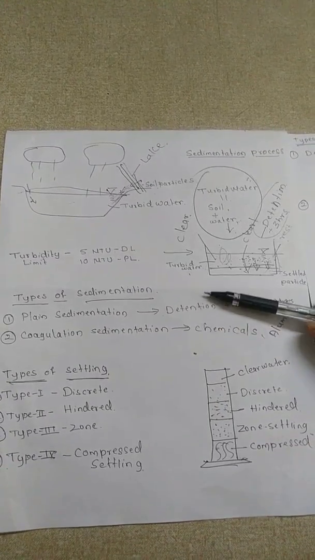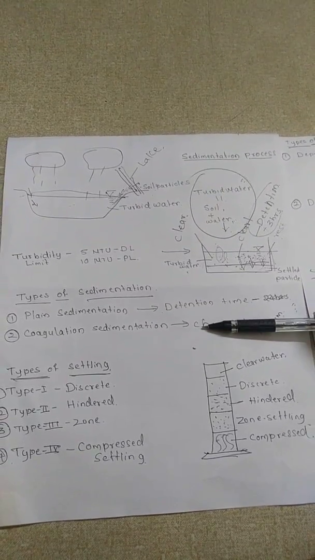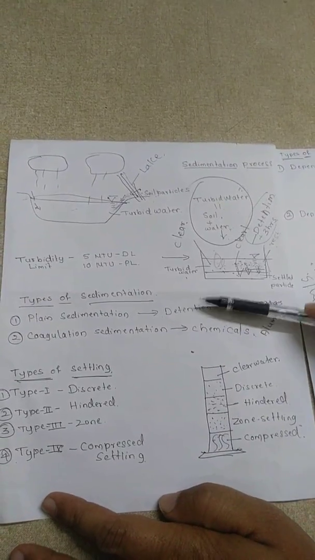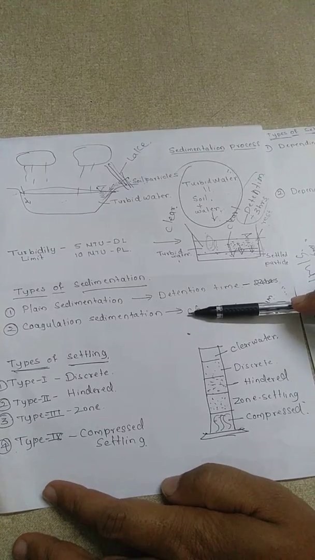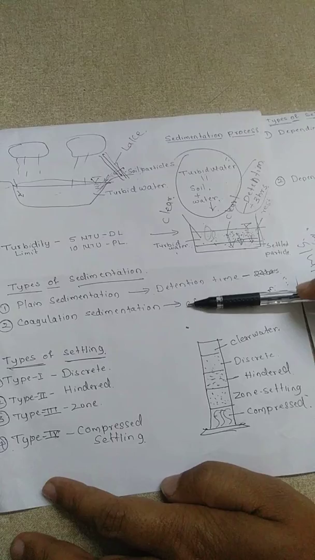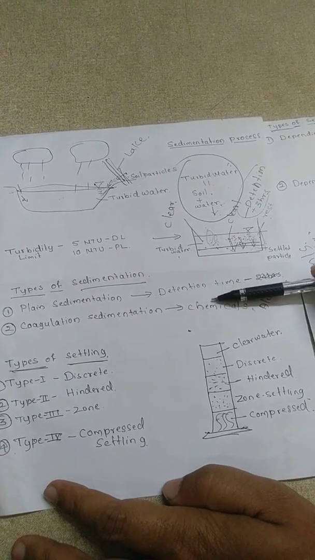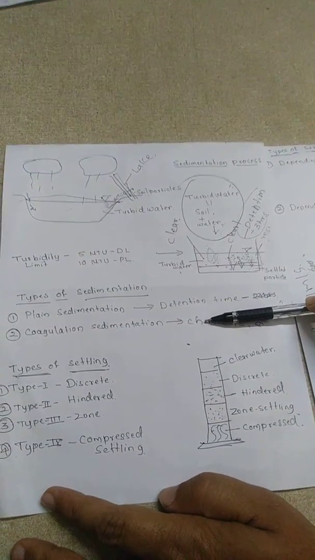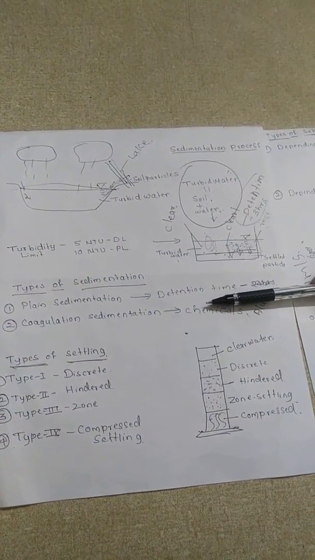Then we have discussed the different types of sedimentation, that is plain sedimentation and coagulation sedimentation. Plain sedimentation is done for particles which can easily get settled down by their own weight without adding any chemicals. Coagulation sedimentation is done for particles which do not settle down easily by their own weight and remain in suspension. For them, we use some chemicals.